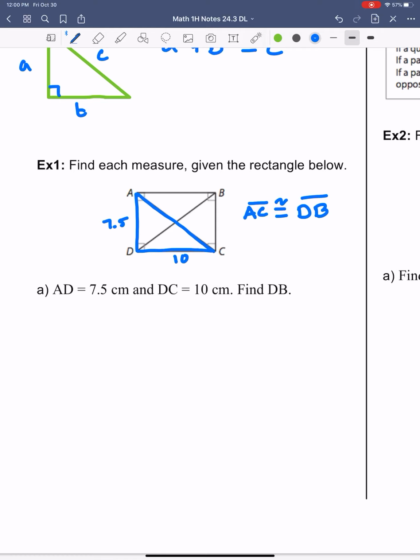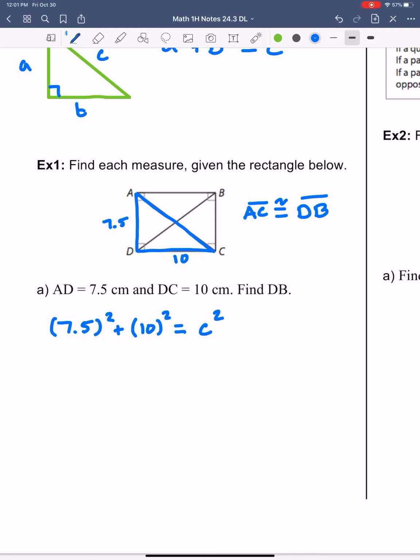So I'm going to say, all right, well, this side length here, 7.5, we can call that a. So a squared, which is 7.5 squared, plus b squared, which is 10 squared, equals c squared. We don't know what that is, so I'm just going to call it c squared at this point. That's from A to C, that's the hypotenuse there. All right, and then I'm going to go ahead and evaluate this here.